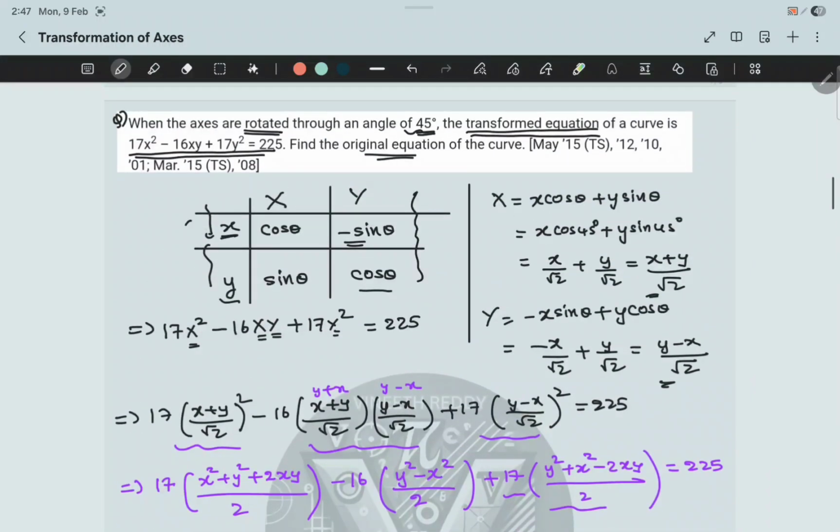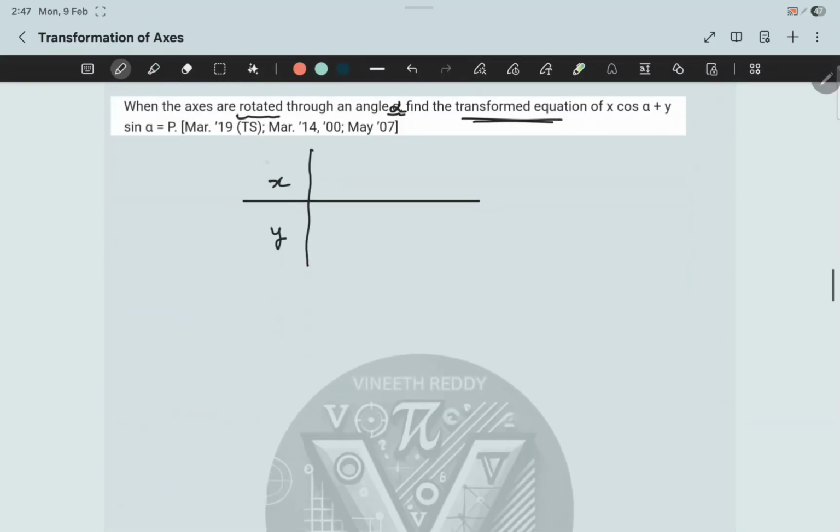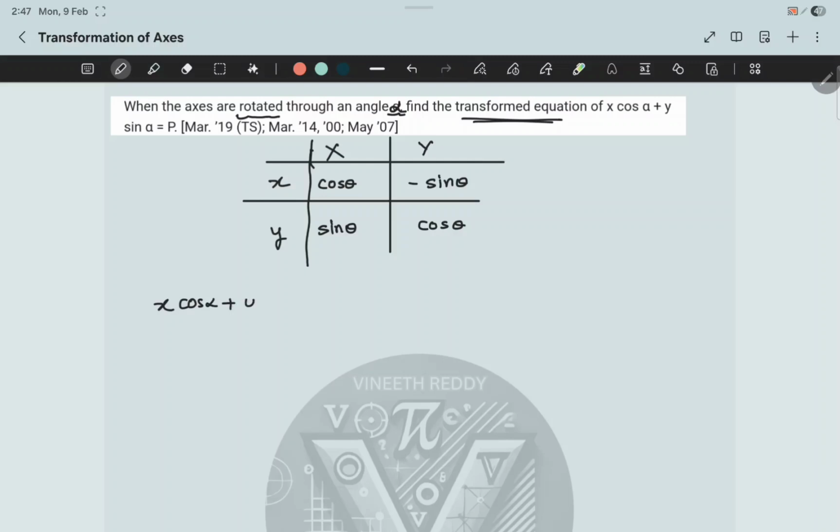I hope you know this. This is the old system and this is the new, right? New or transformed. So again, x comma y here. And then here we will be having capital X and here we will be having capital Y. So cos theta minus sin theta, and again we have sin theta here and we have cos theta here. I hope you understood this. So we need to find the transformed equation. That means the original equation is given, x cos alpha plus y sin alpha equals p.